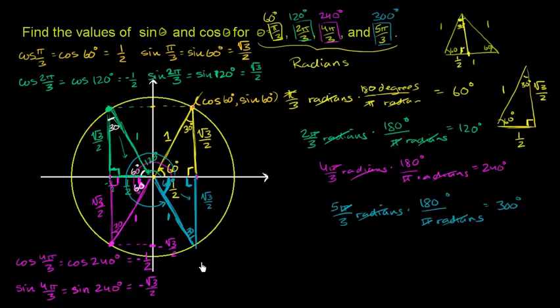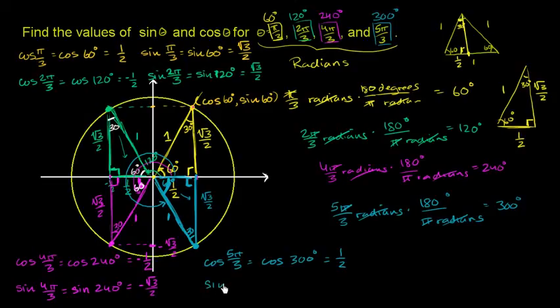So given that, what is cosine of 5 pi over 3, which is equal to cosine of 300 degrees? What is this going to be equal to? Well, it's the x-coordinate of this point, which is 1/2 in the positive direction. So it's positive 1/2.